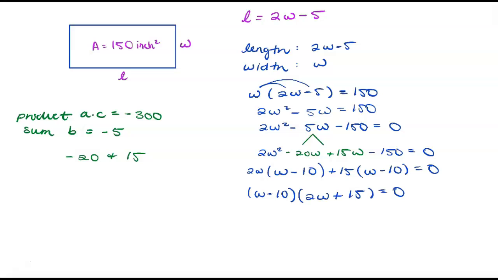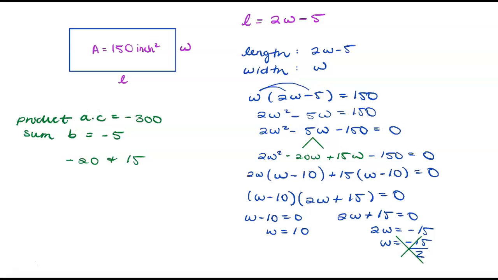Now that we've factored, we can set each factor equal to 0 and solve for w. We have w minus 10 equals 0 and 2w plus 15 equals 0. If w minus 10 equals 0, then w is equal to positive 10. If 2w plus 15 equals 0, then 2w equals negative 15 and w equals negative 15 over 2. We don't want w equal to negative 15 over 2 because a rectangle cannot have a negative width or a negative length. This leaves us with w equal to 10.